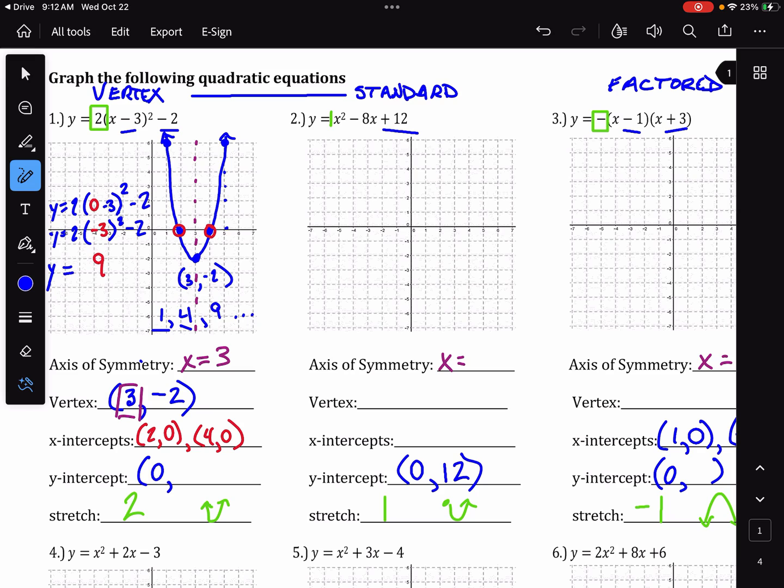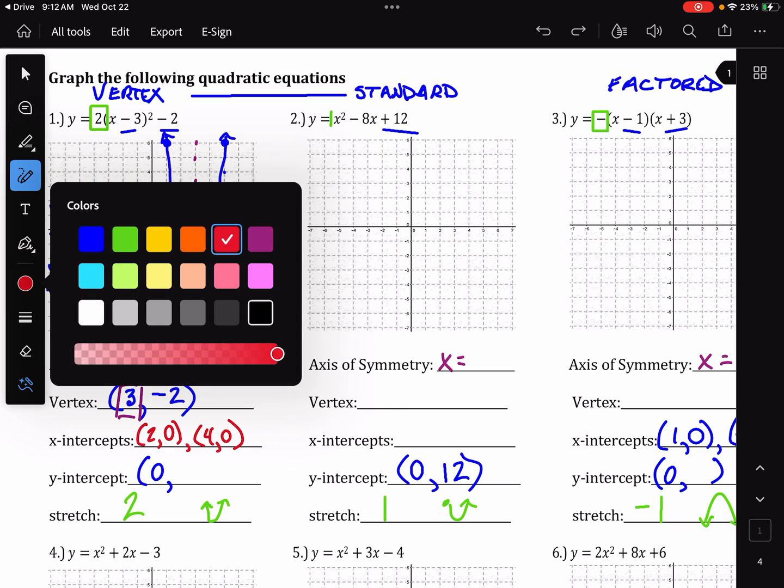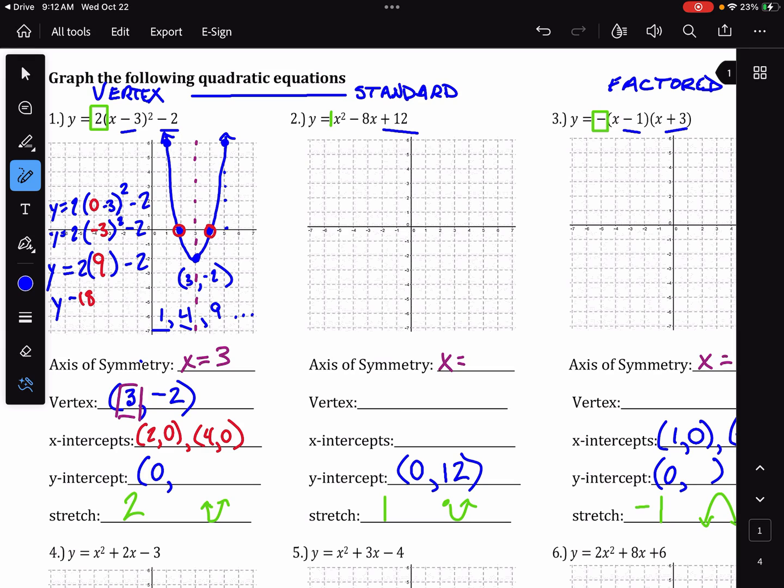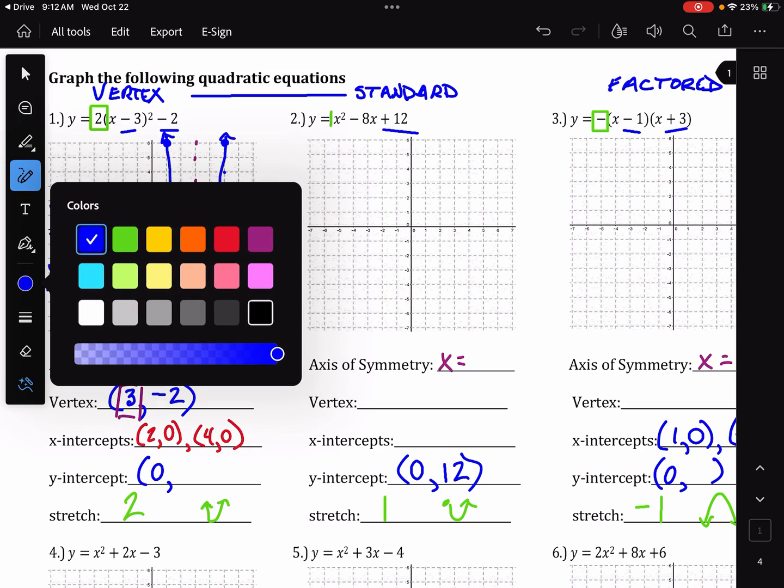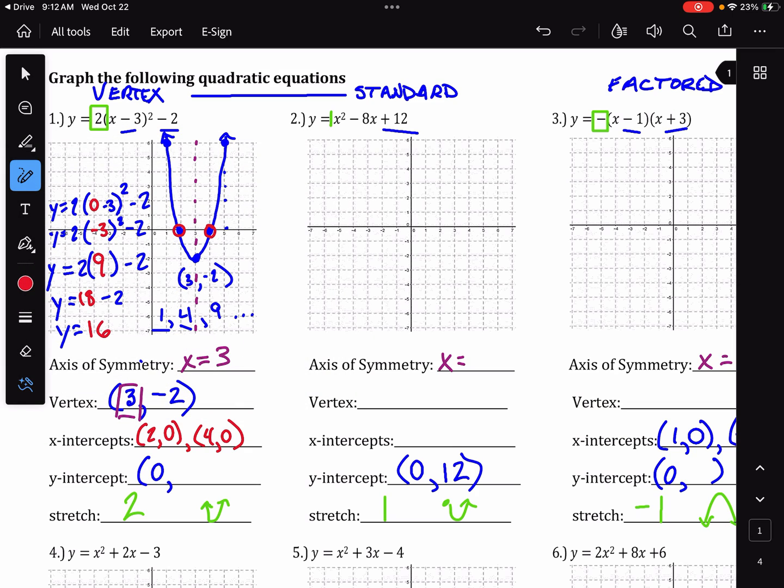Bring everything else down. Okay, next order of operations we need to do is multiply. So 2 times 9 gives us 18. Bring everything else down. And y equals 18 minus 2 is 16. Okay, so our y-intercept is happening at 16, which makes sense as far as our graph goes. It's going up.